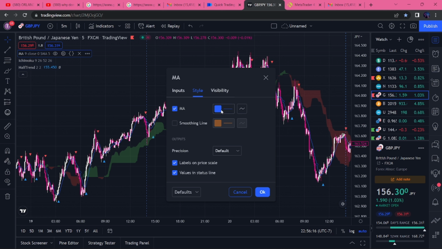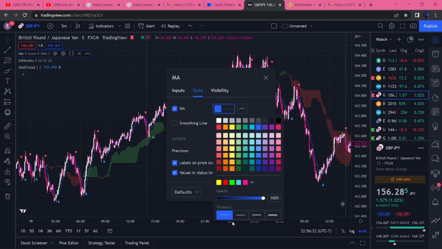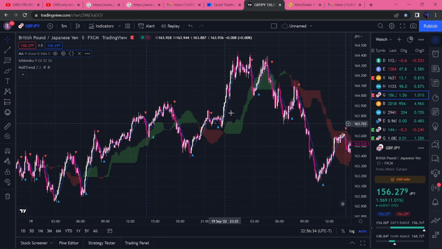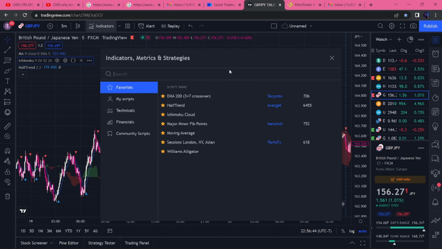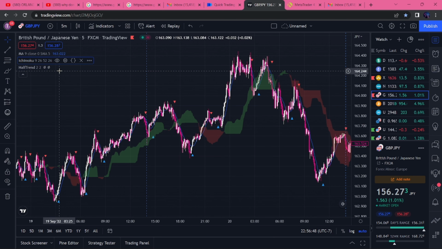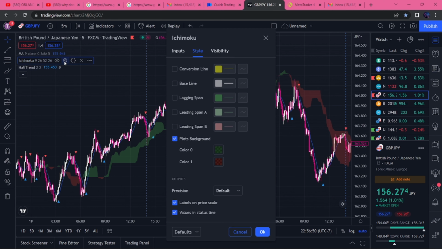You can pick whatever color you would want your line to be and the thickness of your line, right? The blue line here that you see running across the chart is the moving average. Next, you're going to need the Ichimoku cloud indicator. Again, go to your indicators, type in Ichimoku cloud. I have it here in my favorites. And you're going to go to your settings once you have it up.